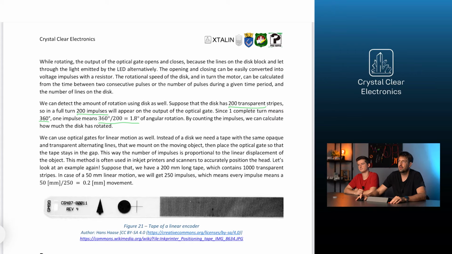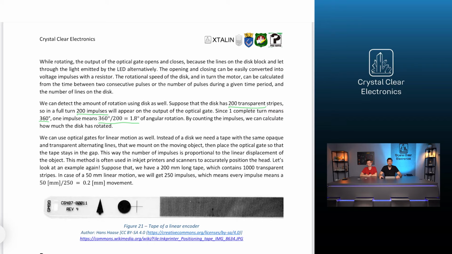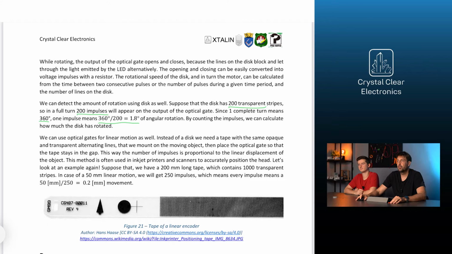We can use optical gates to sense linear motion as well. Instead of a disc, we need a tape with the same opaque and transparent alternating lines that we mount on the moving object, then place the optical gate so that the tape stays in the gap. This way, the number of impulses is proportional to the linear displacement of the object.